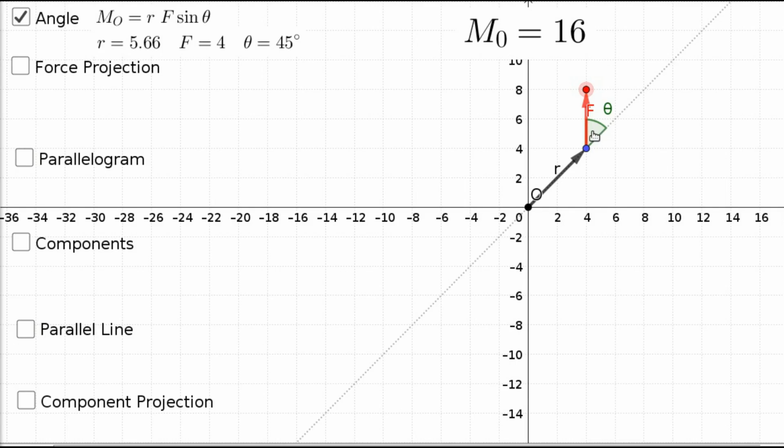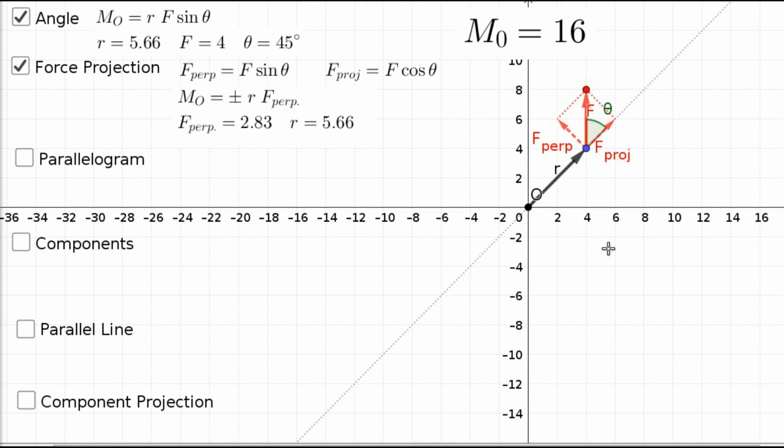And this is easier to see, I guess, if we look at it in terms of a force projection. So if we project this force into a vector running in the same direction as r, and a vector perpendicular to r, this perpendicular vector is of course F times sine of this angle in magnitude, and the projected vector is F times cosine of this angle.